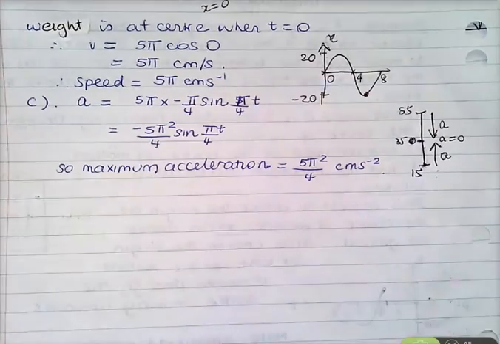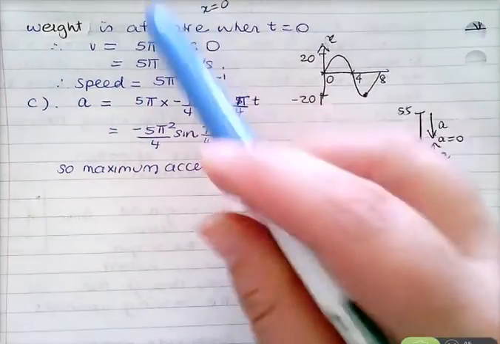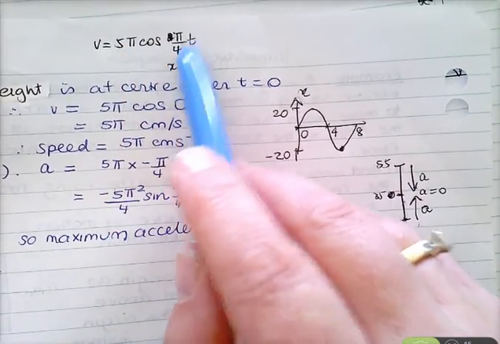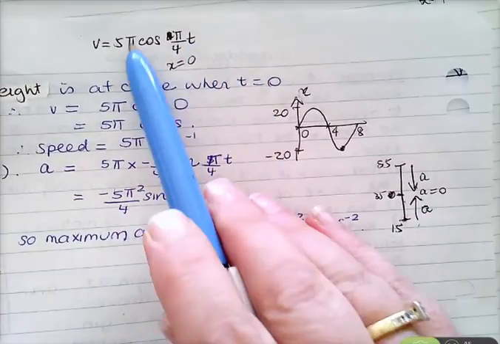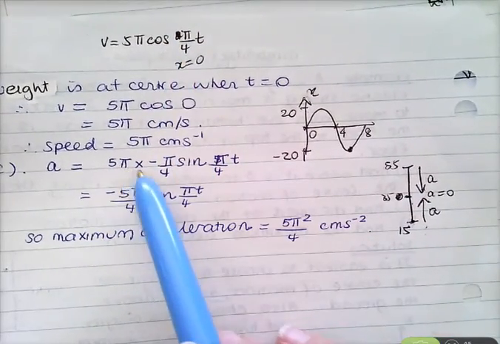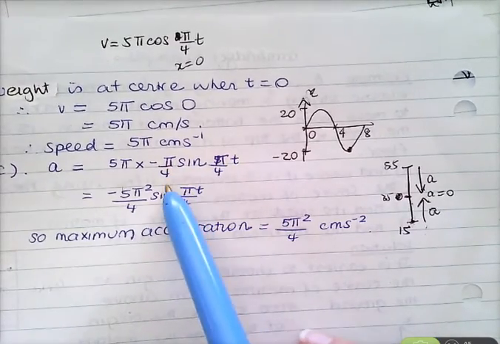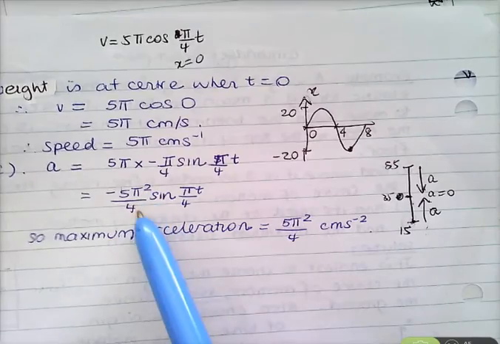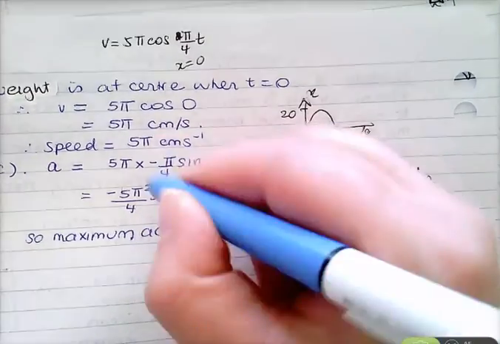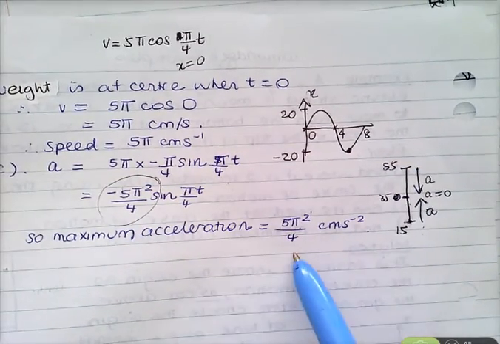Or if you want, you can differentiate to get the maximum acceleration. So we know that velocity is 5 pi cos pi on 4t. If you differentiate cos, you get negative sine. So we get 5 pi times negative sine pi on 4t times pi on 4, and we get negative 5 pi squared on 4 sine pi t on 4. So the maximum acceleration will be 5 pi squared on 4.